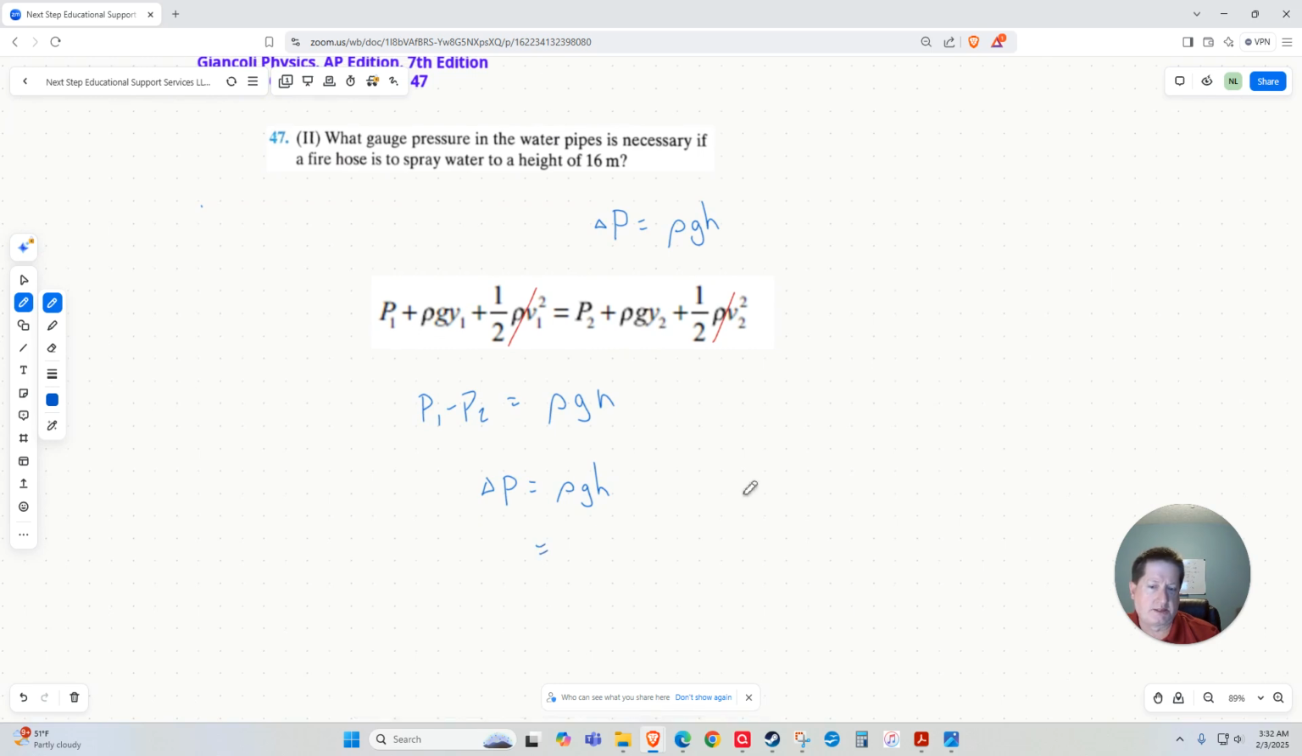If you don't recall the density of water, you can look it up in table 10.1 for this textbook, or use your favorite search engine. But water is 1,000 kilograms per cubic meter. We are still on Earth as far as we know. There's our acceleration due to gravity on Earth. And if we're going to a height of 16 meters, we're going that high.